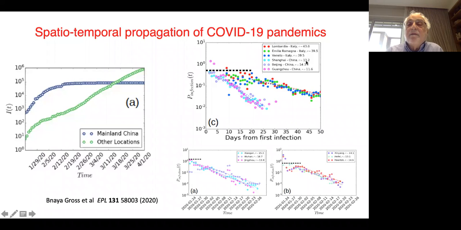In Shanghai, it was 13 days. This is a log linear plot, and the decay is exponential. It decayed exponentially with a time constant of about 10, 13, 14, or 11 days. You can see it also in other cities in China.